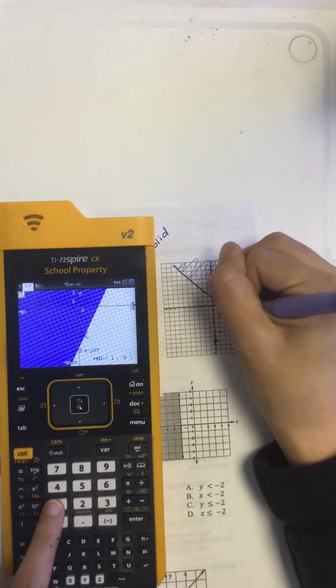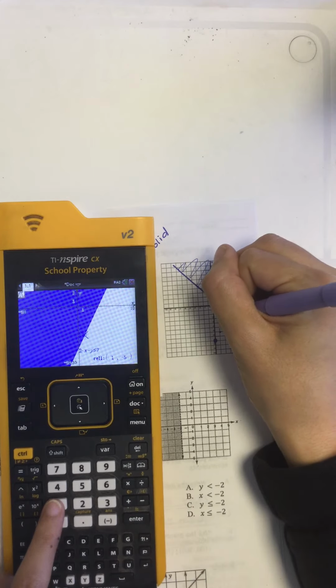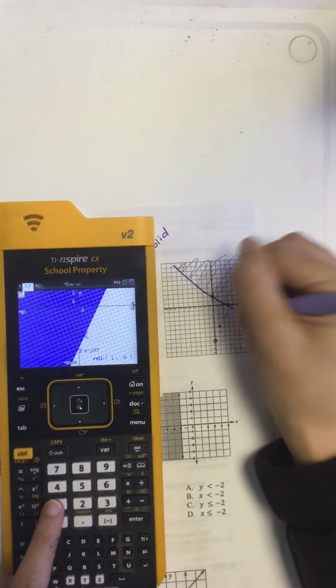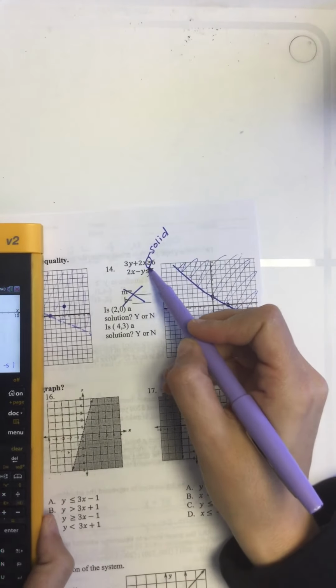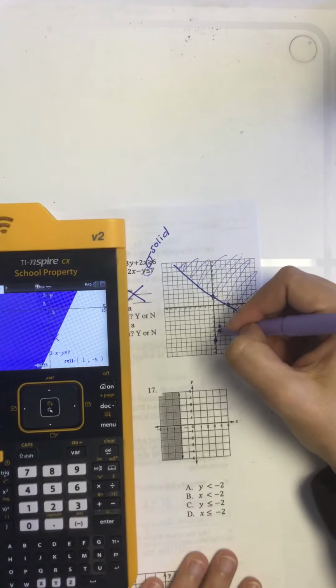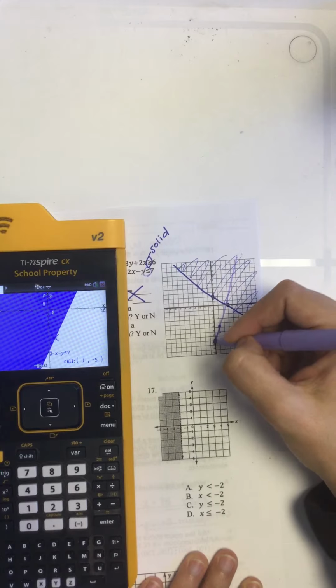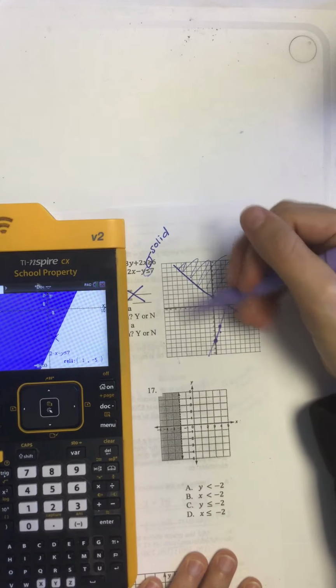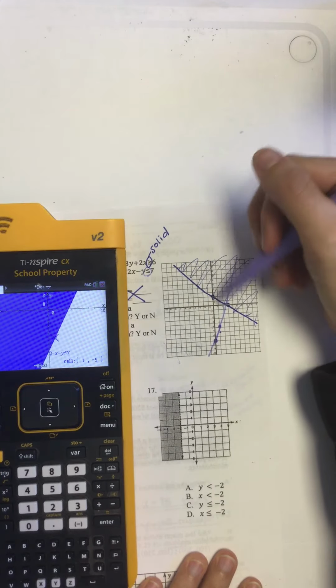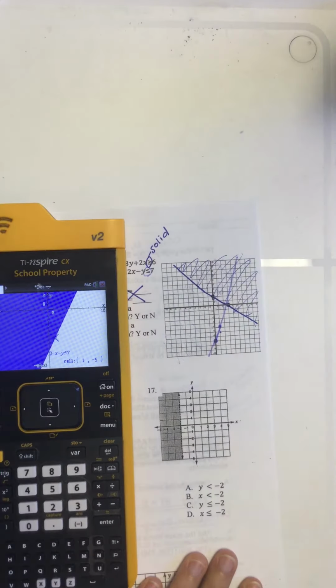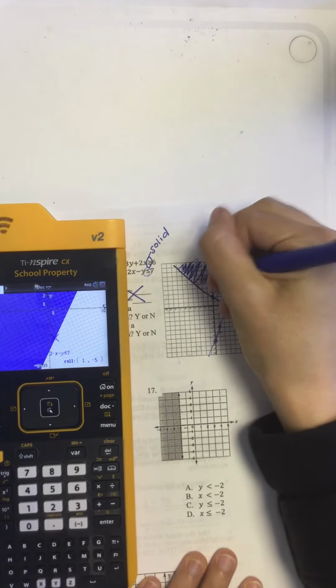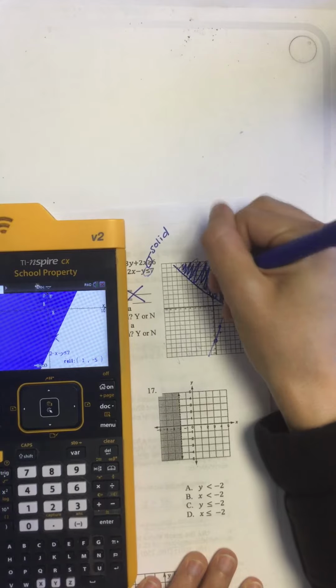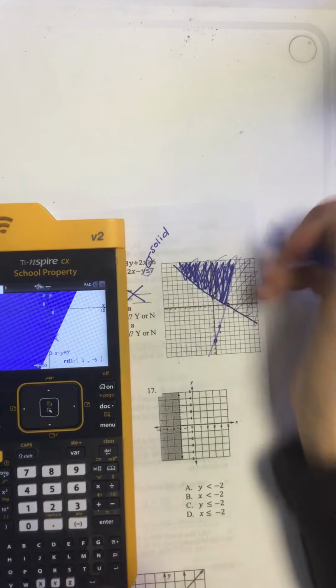Which is right there, 2, 3, 4, 5. And this one is also a solid line, so I'm going to connect the dots. And this one is shaded all here. So what I'm looking for is where they both shaded, and they're both shaded in this section. So I'm going to make that really dark. This is the section they're both shaded at.